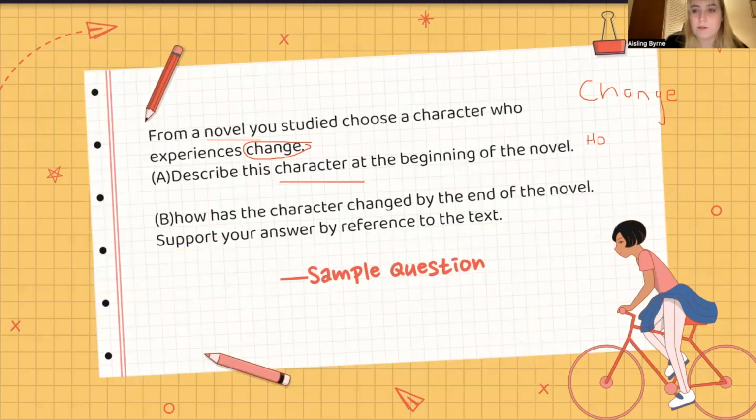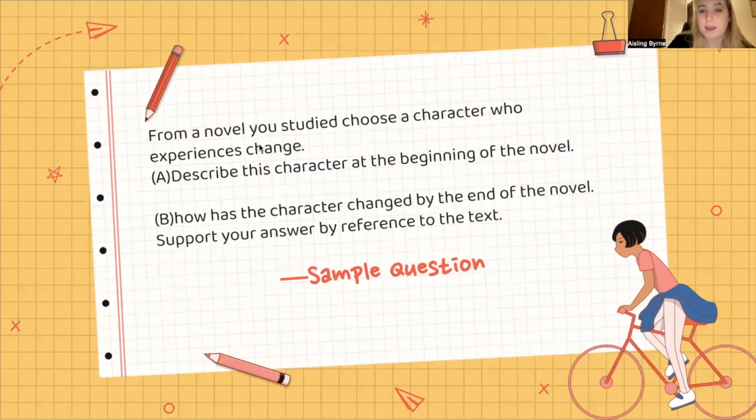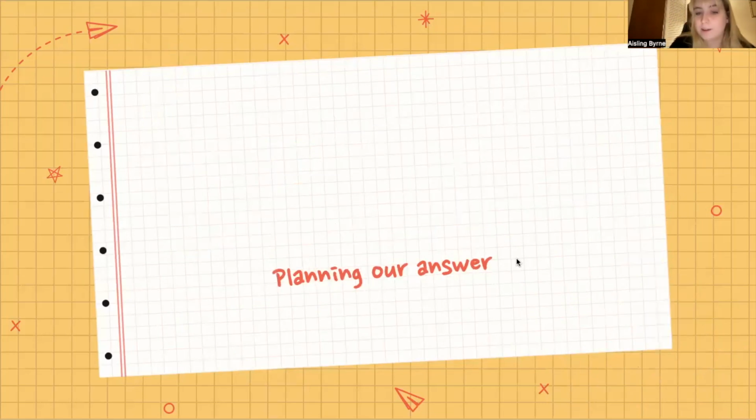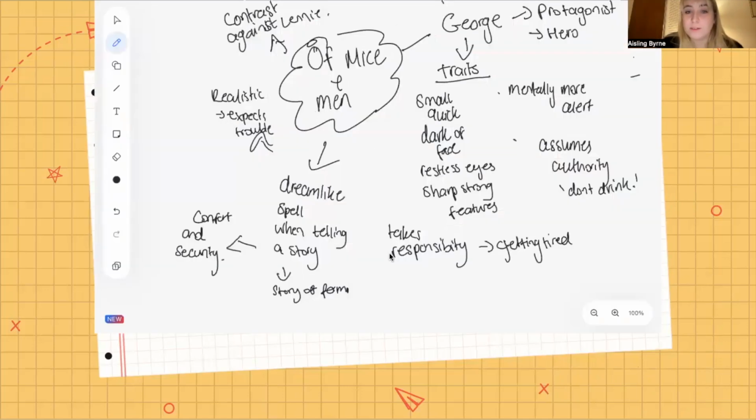Okay, so we're going to have a look at how we planned this. Now the text I used for this question is Of Mice and Men. So planning our answer. Now planning can be painful sometimes, but I have a few ways. This is one of the ways I do it. I just throw everything on a page. It looks chaotic, it looks messy, but this is the way my brain allows me to focus on things.